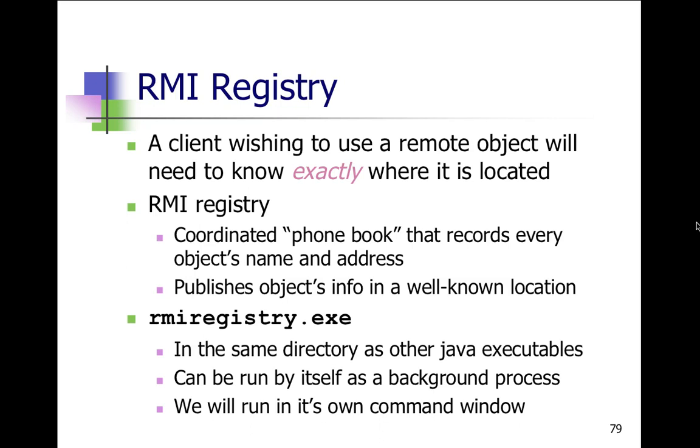So the RMI registry. The client that wishes to use the remote object will need to know exactly where it is located. So the RMI registry actually is the phone book that we're going to look it up with. It's a coordinating phone book that records every object's name and address, and publishes the object's information in a well-known location. So we start the registry by typing in rmiregistry.exe on a Windows machine.